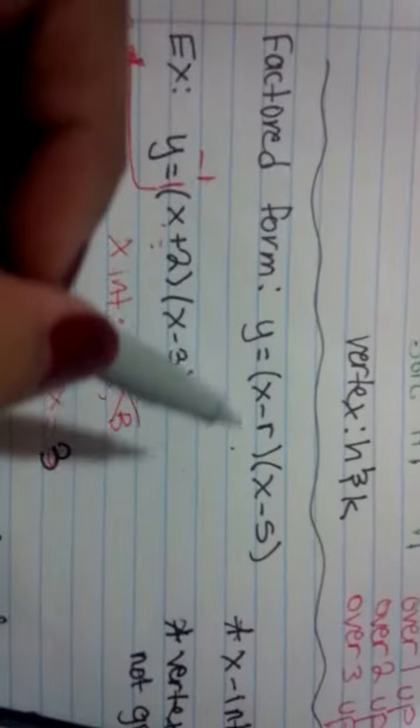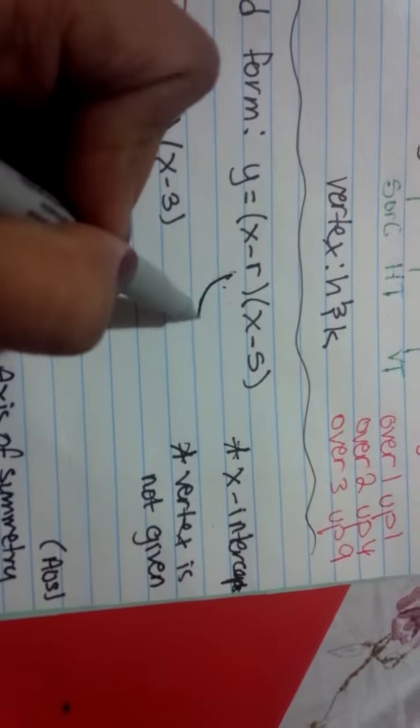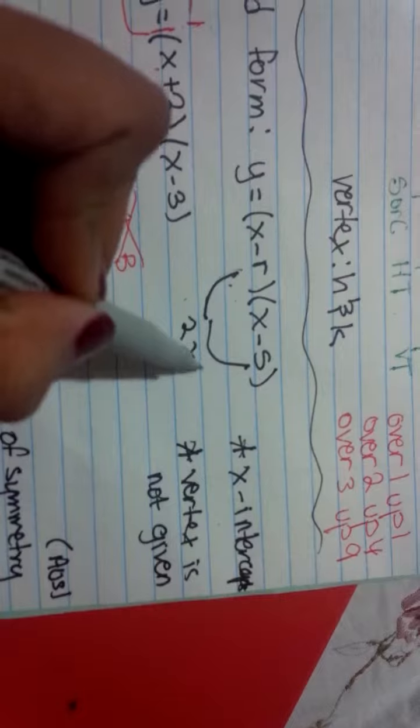So now let's recap. The factored form equation is y equals (x minus r)(x minus s). In vertex form, we are given the vertex and we know the different parts. But for factored form, we're given the two x-intercepts, which are r and s. To solve for the vertex, we have to first find the axis of symmetry, also known as AOS, which is basically r plus s divided by 2, or in our case, negative 2 plus 3 divided by 2, which gave us 0.5.